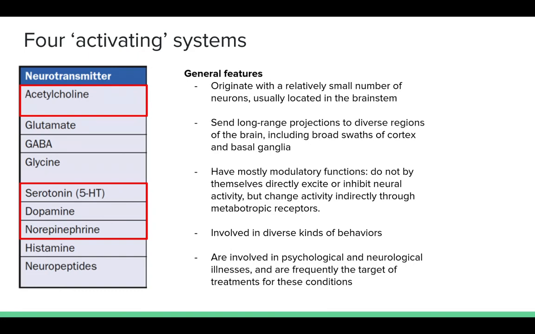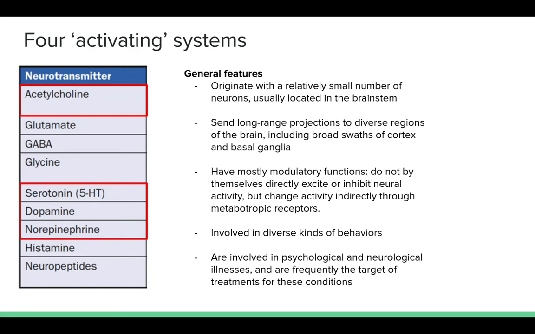And we're going to cover today what are sometimes called the four major activating systems within the brain. Activating systems is kind of an old-fashioned term. It basically means neurotransmitter systems that in general are involved in generating behavior, in getting us into states of arousal or wakefulness or activating our behaviors.